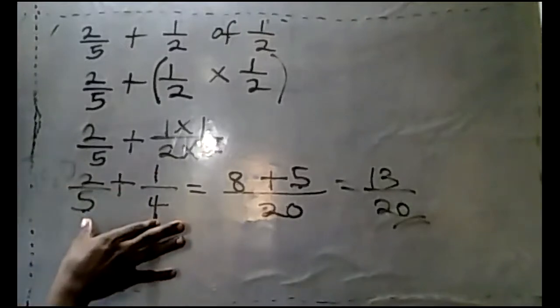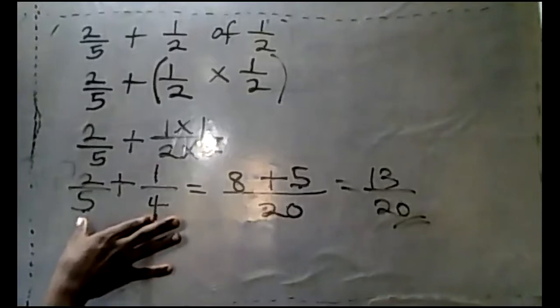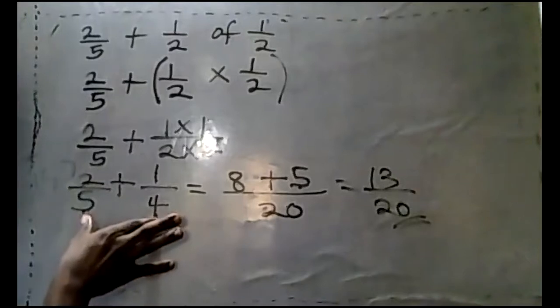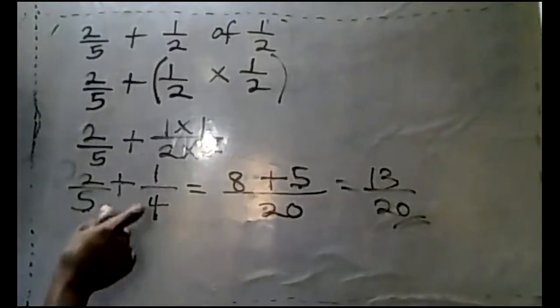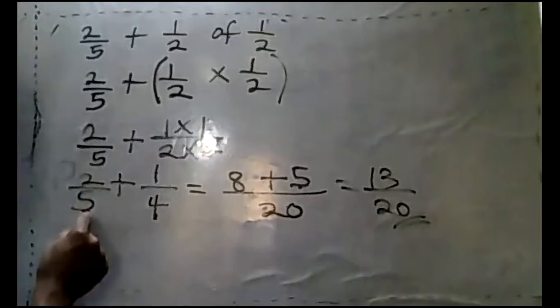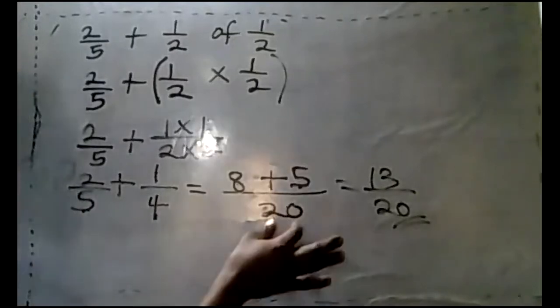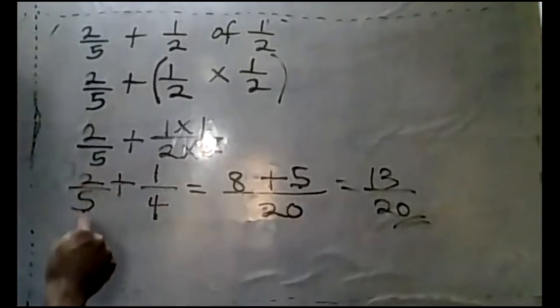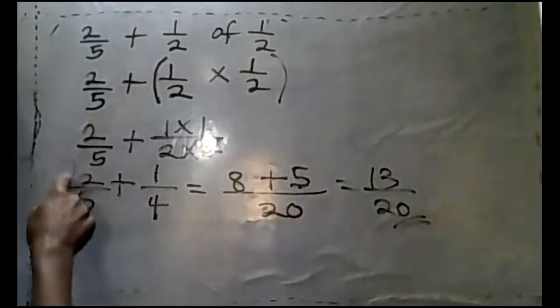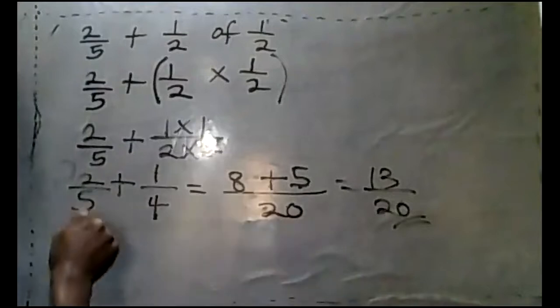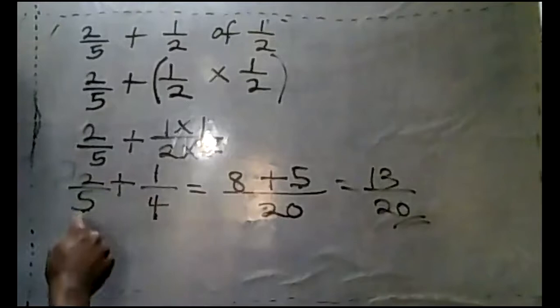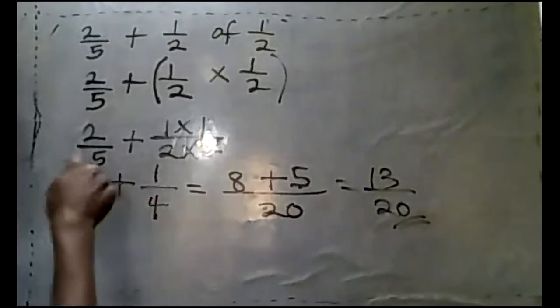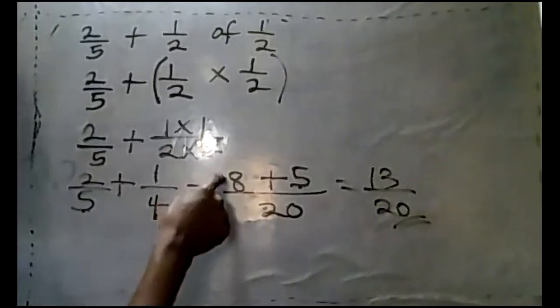Then find the LCM of the denominator, 5 and 4. The LCM of 5 and 4 is the product of 5 and 4. That is 5 times 4, which is 20. Then the next thing is the LCM divided by denominator, answer times numerator. So that is 20 divided by 5, 4. 4 times numerator 2. That is 8.